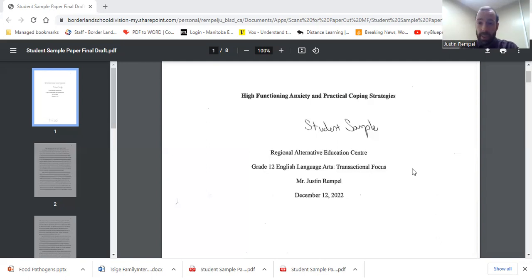Then there's a few lines left blank, a bit of a space, and then the next chunk of information, which gives you the student's name, the name of the school, the name of the course, the grade level, the name of the teacher or instructor. Double check with your instructor about titles. Some are particular. This particular student wrote Mr. Justin Rempel. I'm fine with just Justin Rempel.